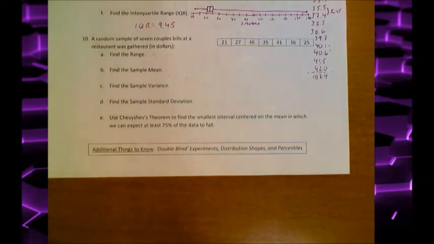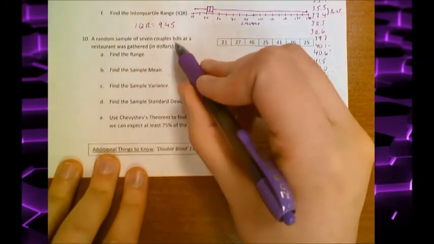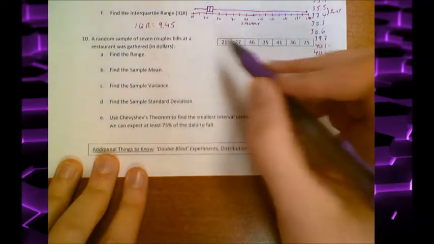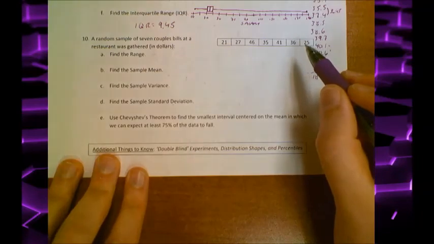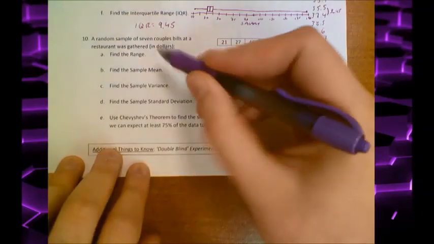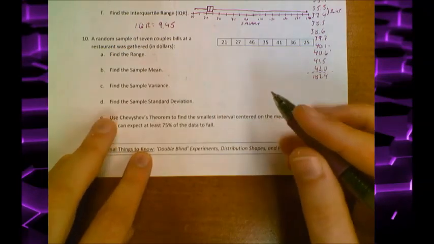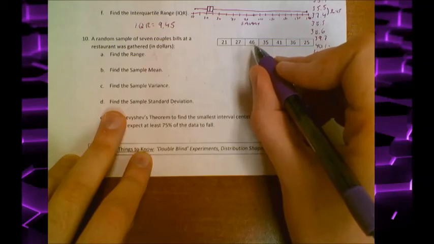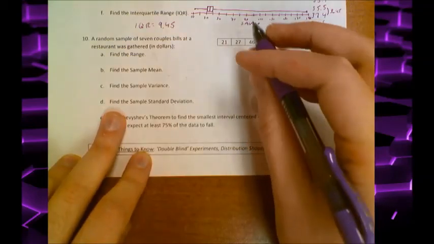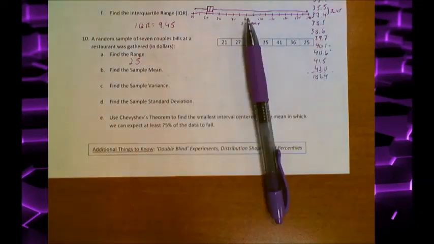All right, so this last set here, we're trying to find the range of that. So we're looking at bills from couples at restaurants here. I have a nice little set of only 7, and I'm only going to give you really small numbers for having to do these kinds of calculations. So my range is my largest, 46, minus my smallest, which is going to be 21. So it's going to be 25. That's my range.